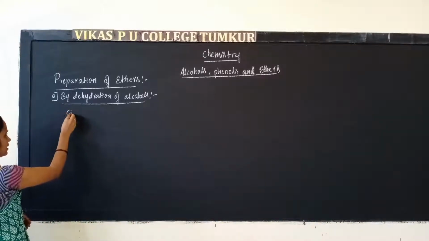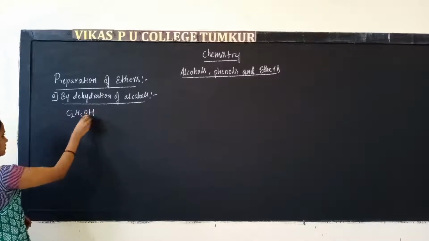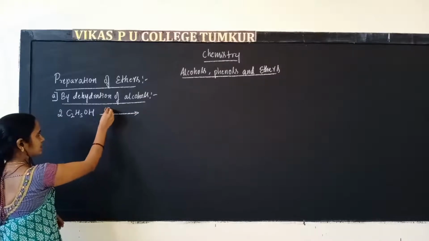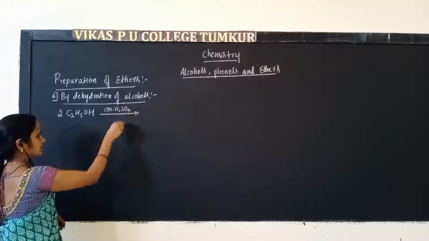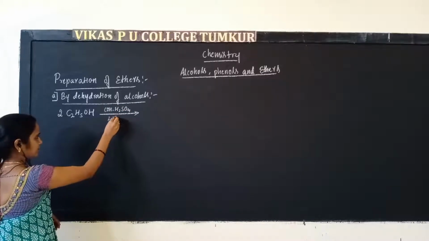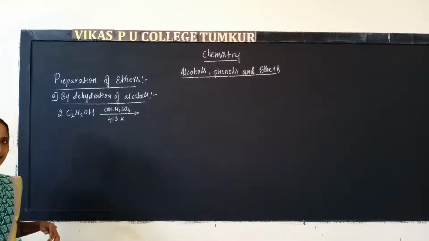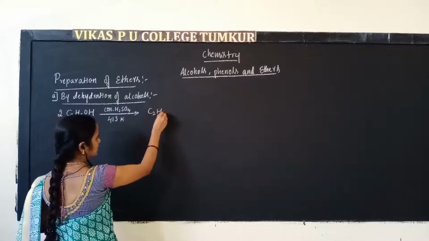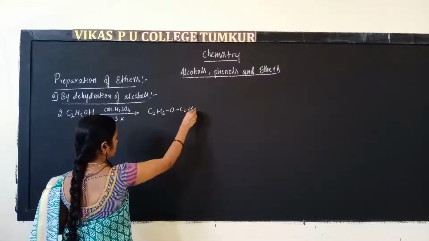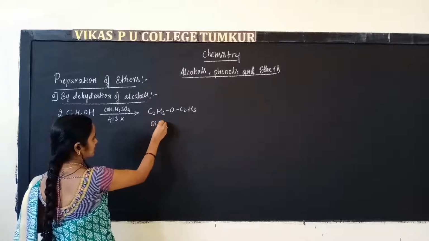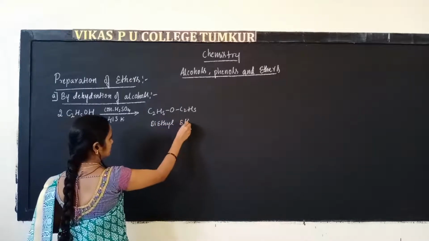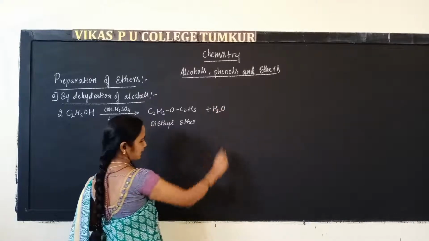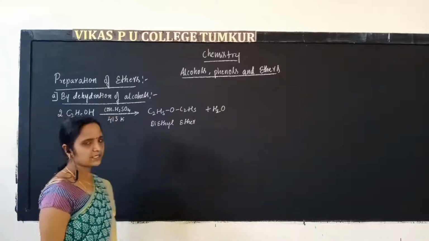That is ethyl alcohol, C2H5OH. Two molecules of ethyl alcohol undergo dehydration in the presence of concentrated H2SO4 and at 413 Kelvin. At that time, it undergoes dehydration, and the ether C2H5OC2H5, diethyl ether, is formed, plus H2O. Dehydration means the removal of water. We are going to study this by using the mechanism.